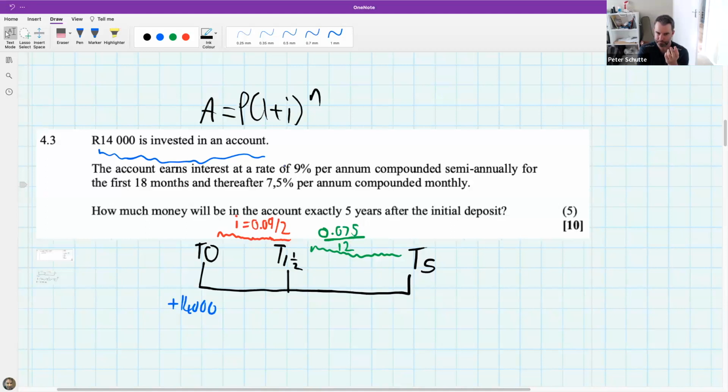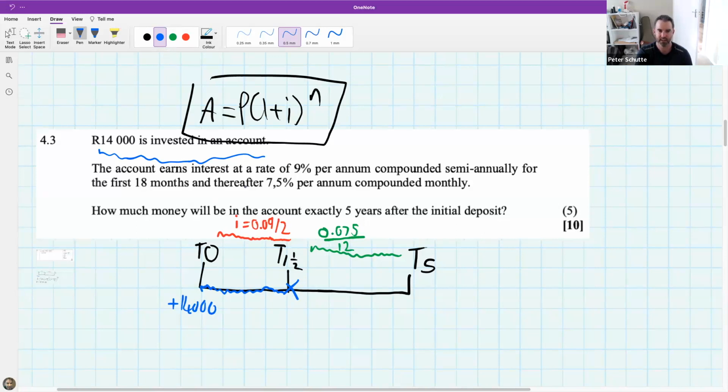Now, what I want to suggest is, I want you to try and use this formula to figure out how much this 14,000 is worth at the end. And it's got two parts that it has to grow. It has to grow from here and get to there. And then from there, it has to grow again and get to there.